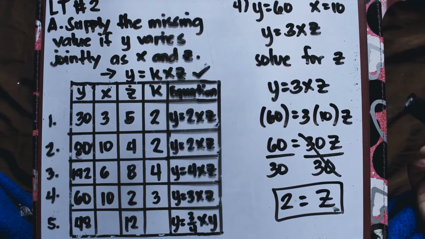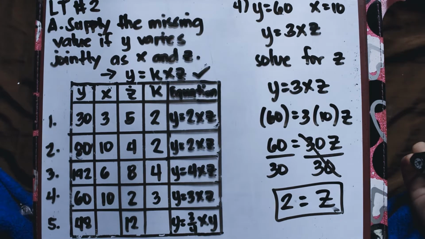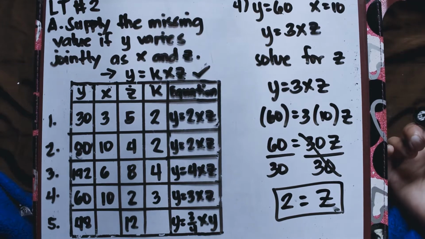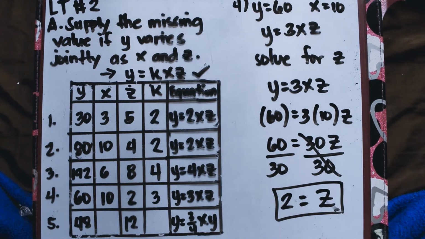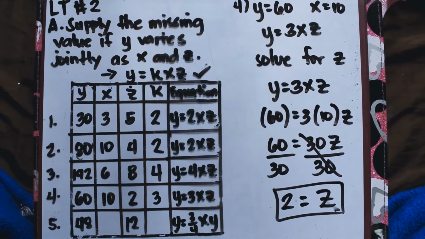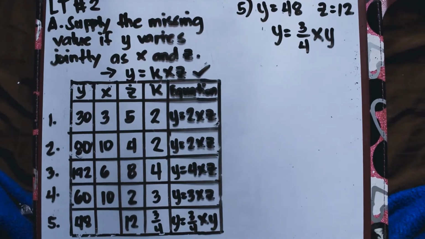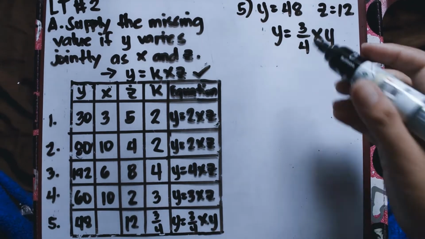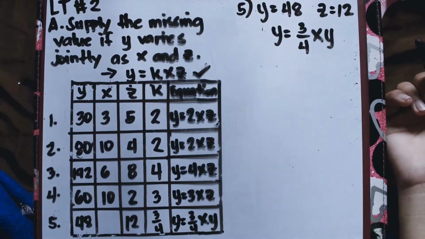We will now proceed with yung last number natin, number 5, sa ating learning task number 2, letter A in your module na tungkol sa joint variation. So let's now proceed with number 5. Okay, so ito na po yung last number sa ating learning task number 2 sa inyong module.